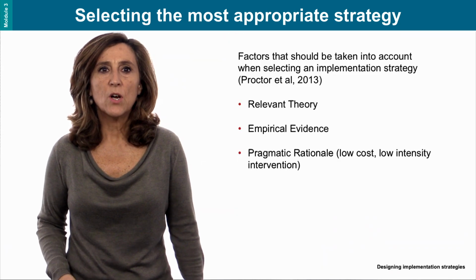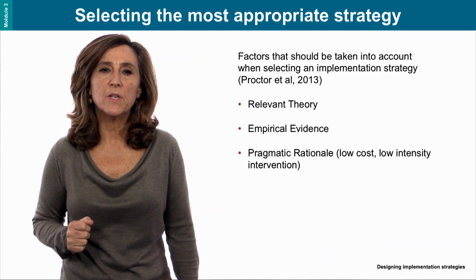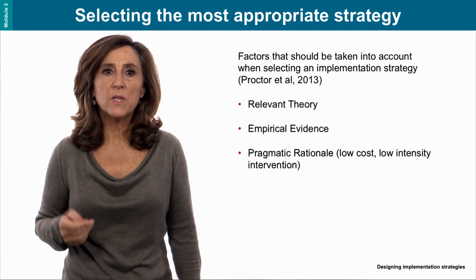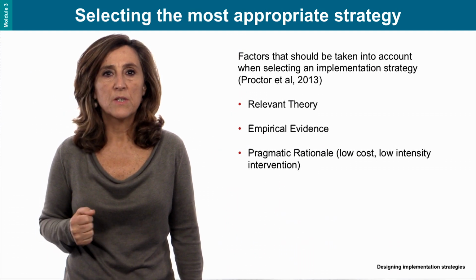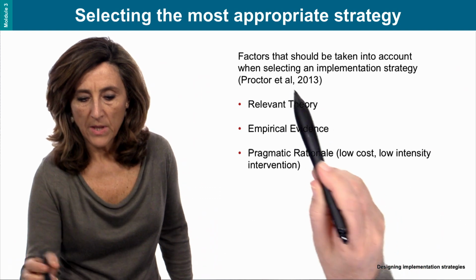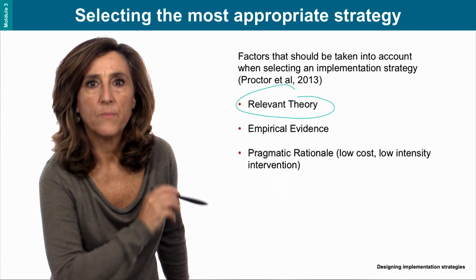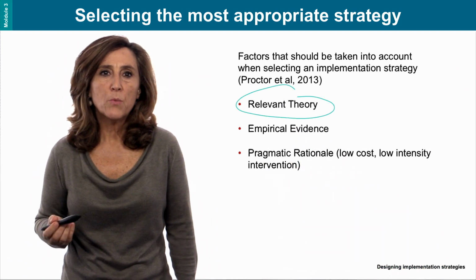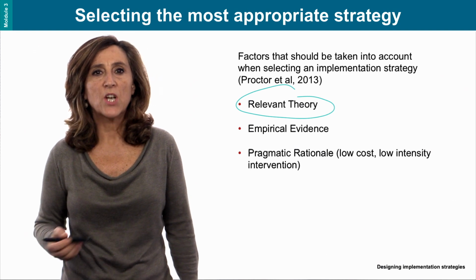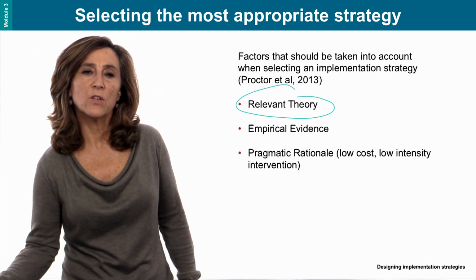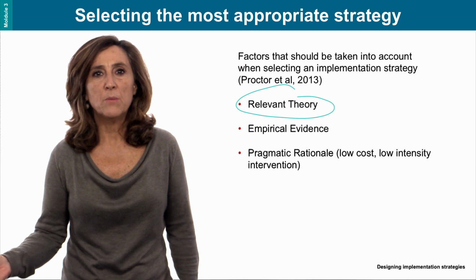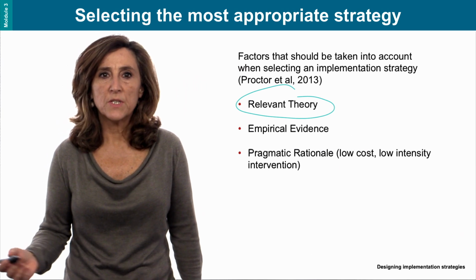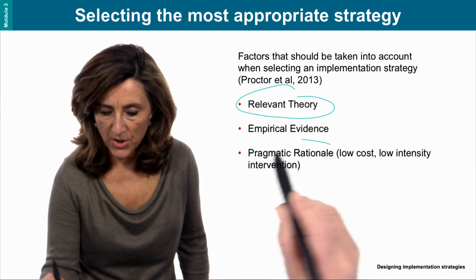But the selection of the most appropriate implementation strategy can also be done based on other factors. For example, relevant theory might be appropriate to address the specific challenge raised by the implementation context. Another example is to base our choice on some pragmatic justification.